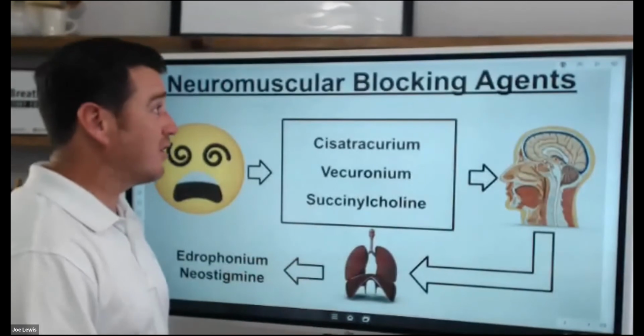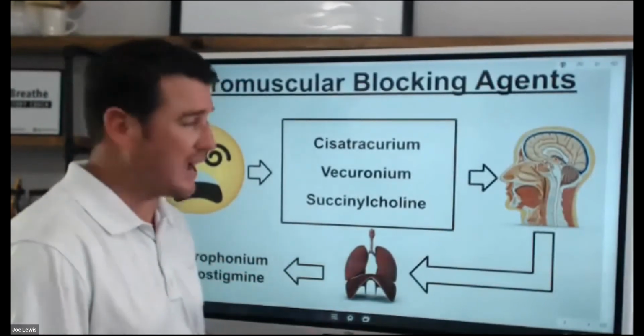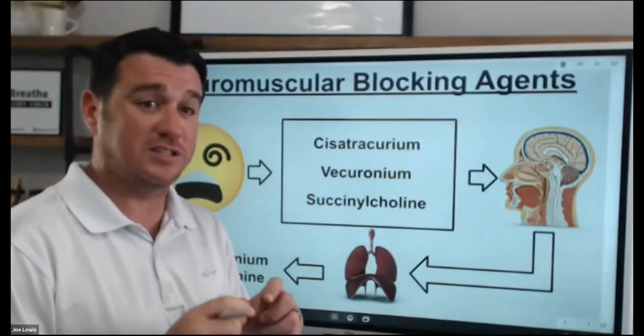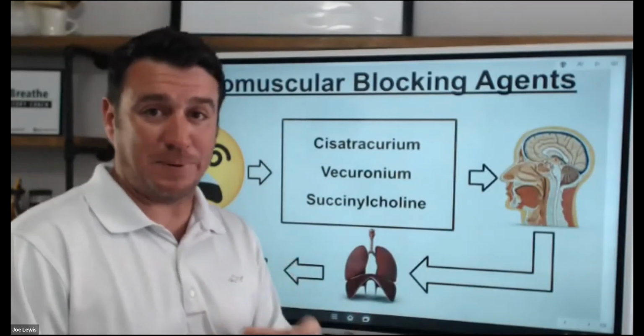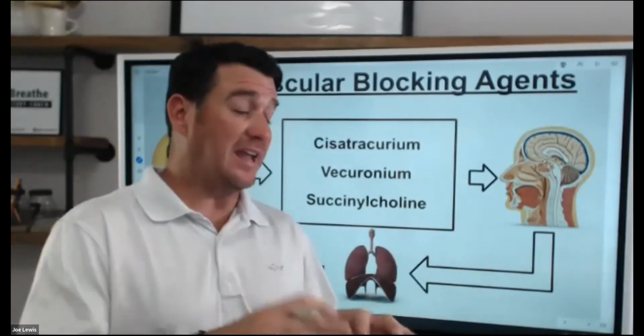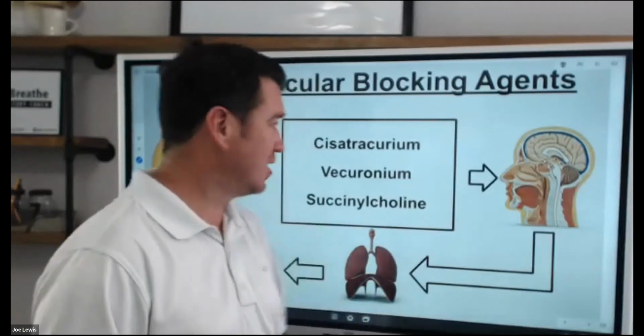Now, when we talk about neuromuscular blocking agents, these are our paralyzing agents. I know I got fancy up there, neuromuscular blocking agents, but that's what we're saying. We're talking about drugs that paralyze your patients. It makes their skeletal muscles incapable of movement. This includes the diaphragm. Here's what I want to show you.